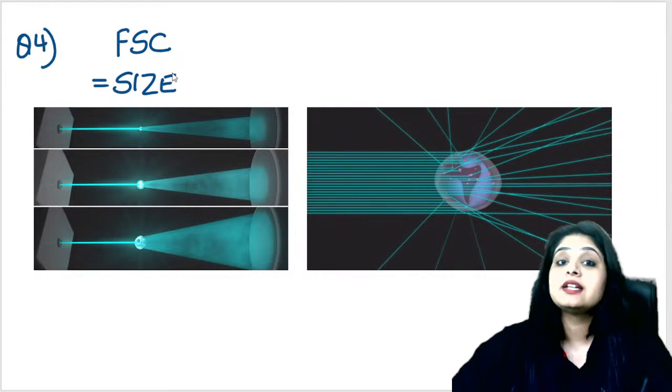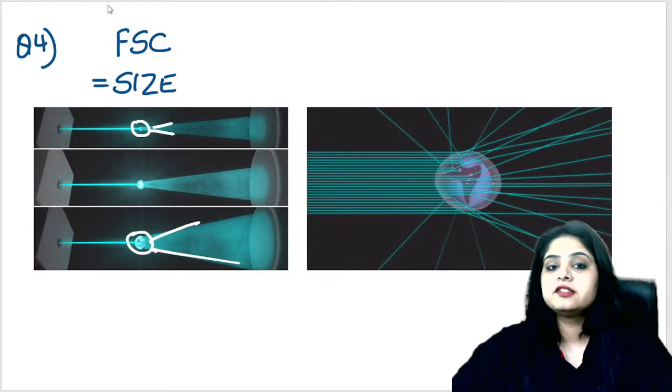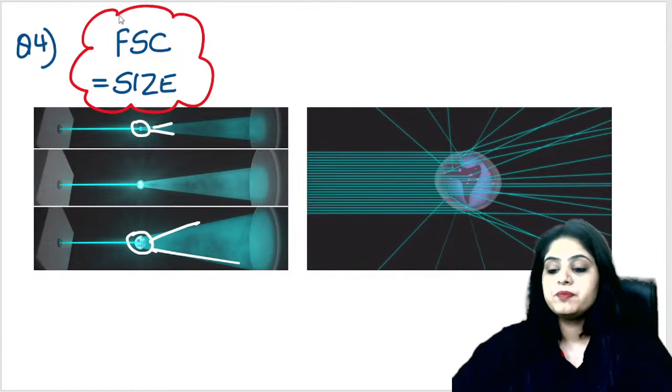This is the same question that I taught all of you a few days back over Instagram also. Forward scatter is a measure of size. Means if the size of the cell is small, the forward scatter will be small. If the size of the cell is big, then the forward scatter is going to be more. So simple. This is a previous year INI question. Forward scatter is going to be a measure of size.